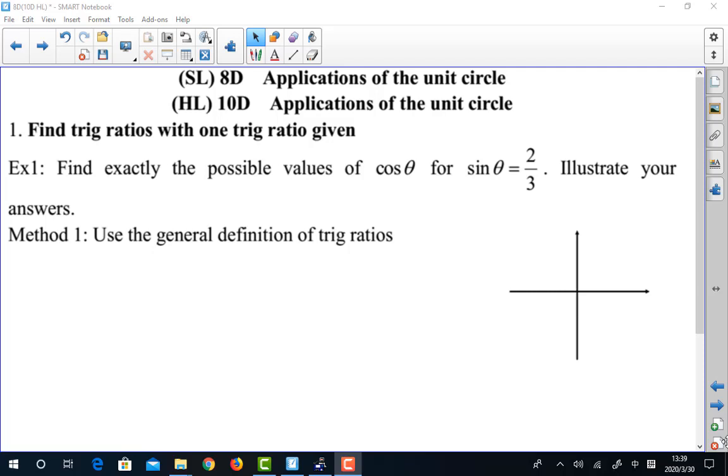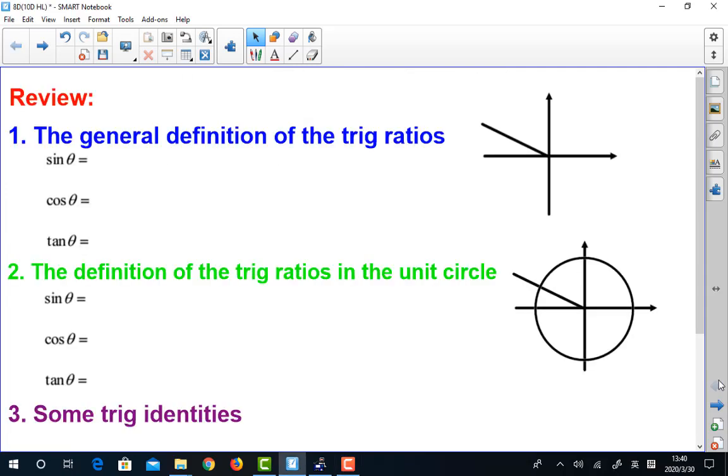Today we will be learning 8D or 10D for HL students, applications of the unit circle. Before we apply what we learned in 8C to the new problems here, let's review what we learned in 8C. We learned two different definitions for the trig ratios.